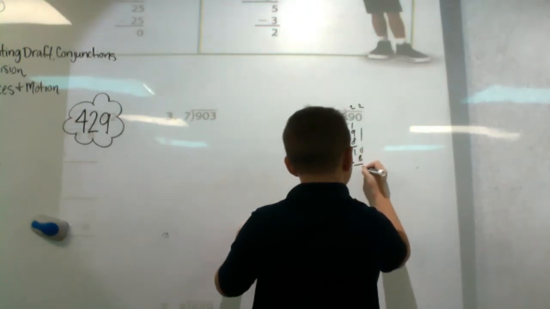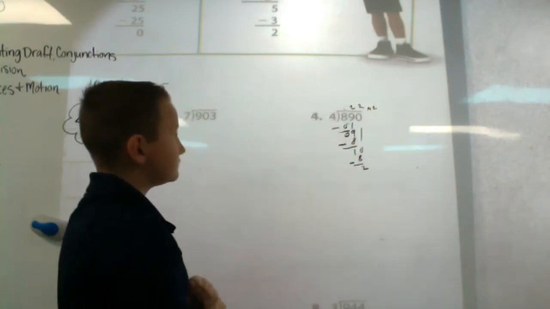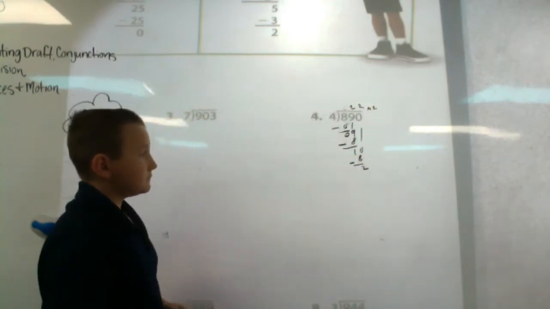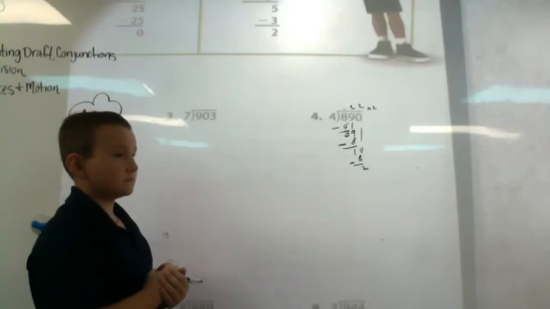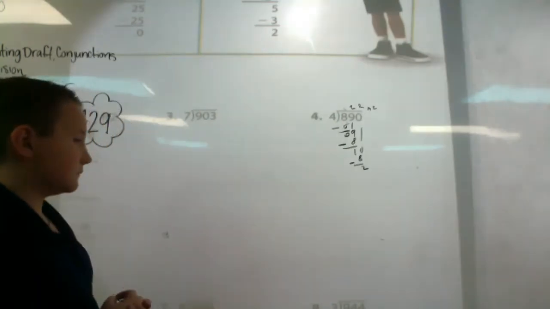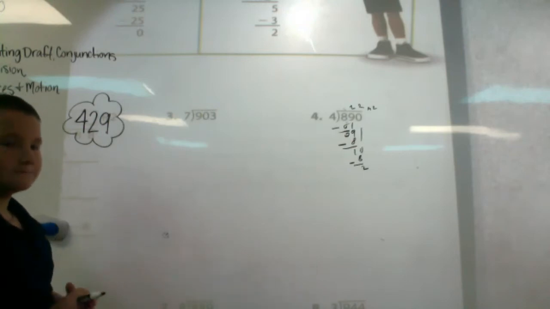He said 4 will go into 8 2 times. 2 times 4 is 8. 8 minus 8 is 0. He brought down the 9. 4 will go into 9 2 times. 2 times 4 is 8. 9 minus 8 is 1. He brought down the 0. 4 will go into 10 2 times. 2 times 4 is 8. 10 minus 8 is 2. So you had a remainder of 2.